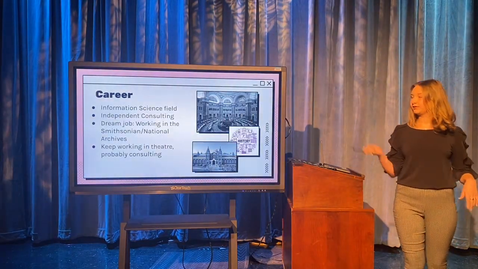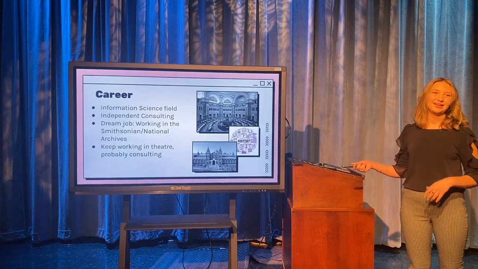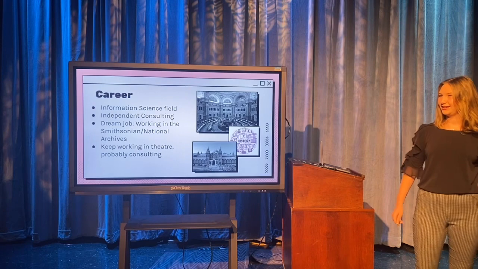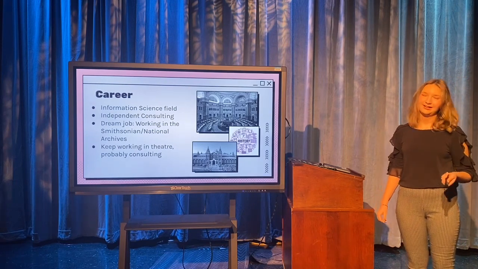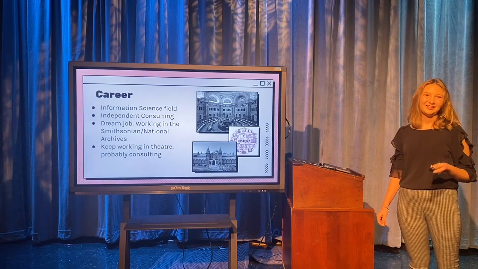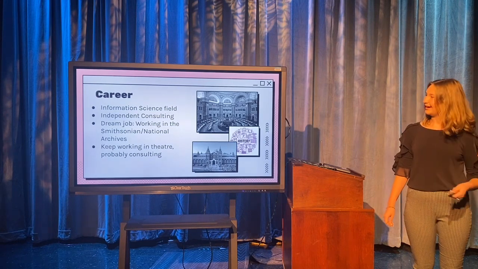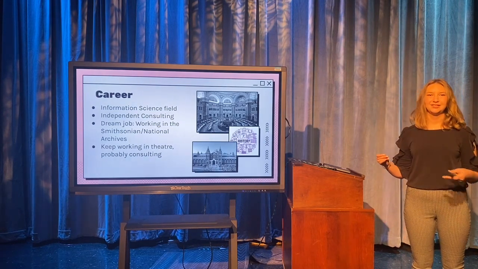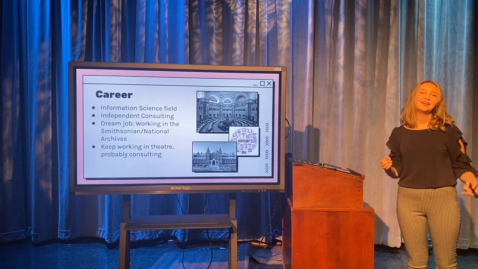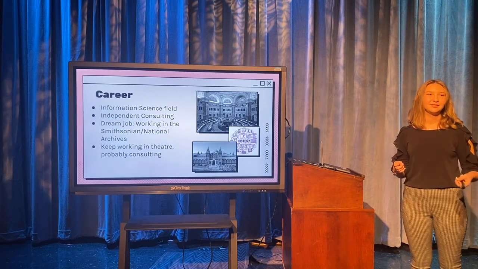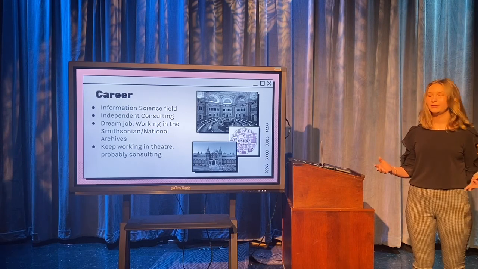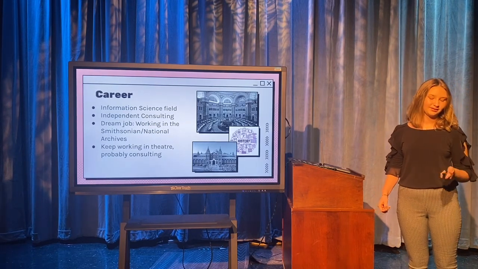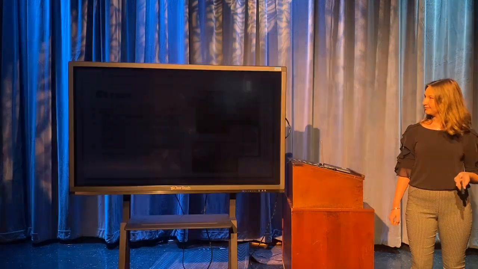So, for my career, like I said, I'm going into information science. No idea how we got here, but it is what I want to do. I will probably end up doing independent consulting because I don't like to work under managers, and I like to come in and solve the problem and get out. My dream job is working in the Smithsonian or the National Archives. They do a ton of stuff with historical data science and about tagging all of their systems and sending it out into the world so that other people can access it. And I'm going to keep working in theater, probably doing consulting because I really enjoy it.